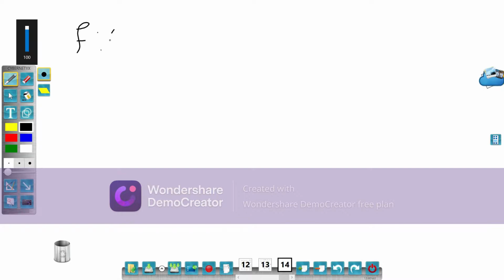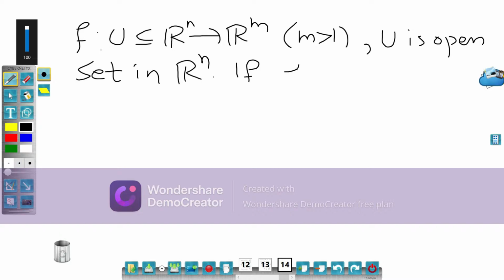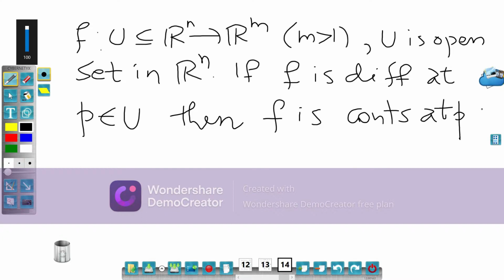So f is from U, a subset of Rn, to Rm, m greater than 1, U is an open set in Rn. If f is differentiable at p belonging to U, then f is continuous at p. So this is basically differentiability implies continuity. That is the result we are going to do. Okay, so proof.